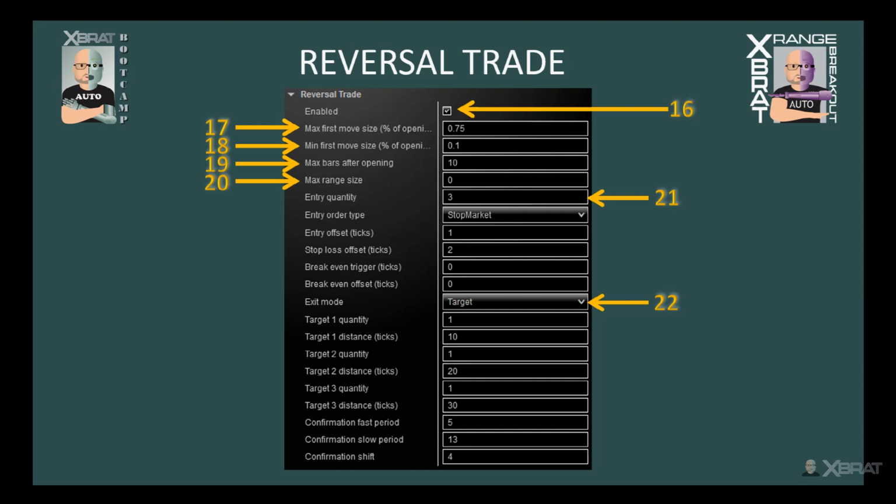Number 19 is the maximum bars after opening. So this is the amount of candles or bars after the opening range that the reversal strategy will be live. Default is 10. But you could change it to 3 if you only wanted those immediate reversals, for example. So in this case, it's set to 10 as default.